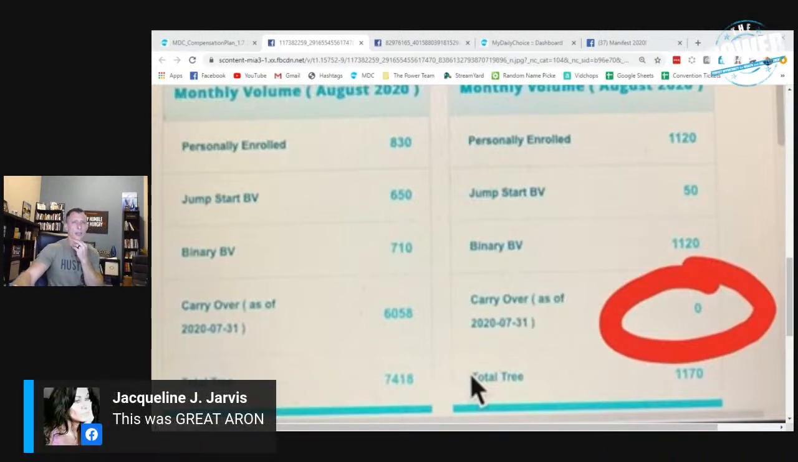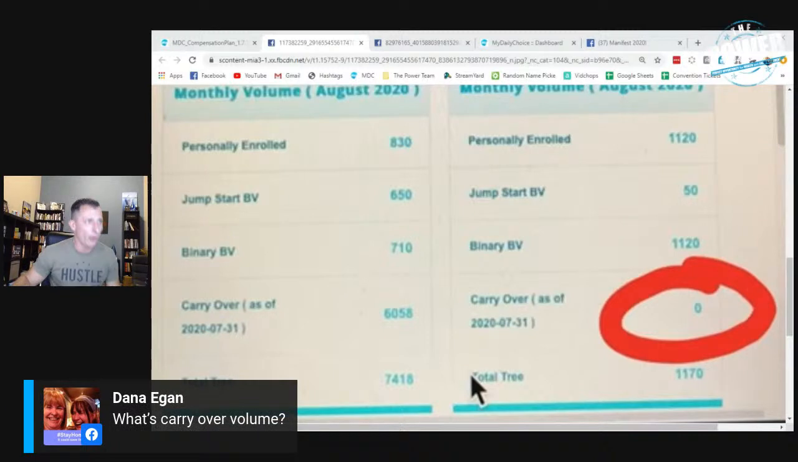Thank you. Awesome. What is carryover volume? Carryover volume, as you can see here, is the binary volume of orders from your customers and affiliates that are placed beyond their first month. So none of the first month's orders ever go into carryover. That's all Jumpstart. After their first month, all the customers in your whole organization, all of the affiliates in your whole organization to infinite levels deep when they are reordering every month, that is volume that goes into your carryover.